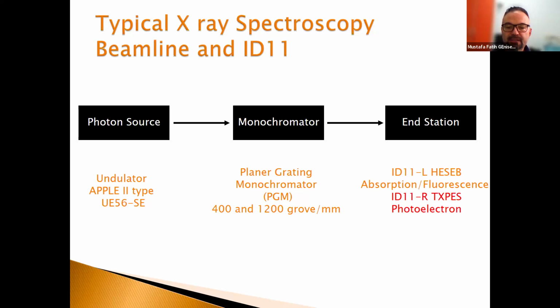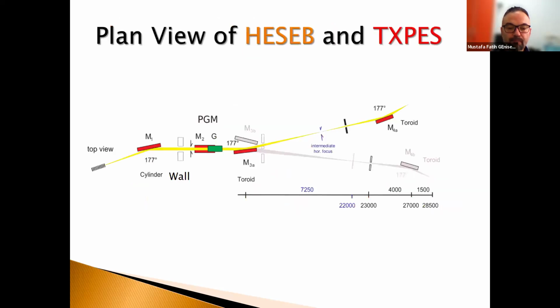After the monochromator, we have 2 branches. Actually, we have 2 end stations. We call them sister beamlines because their mother and father, the photon source and the monochromator, are the same. One of them is the ID11 HESEB end station, an absorption fluorescence end station, and the other one is ID11 R, the TechSpace photoelectron end station. My colleague Dr. Zeynep Öztürk will give information about TechSpace after me.